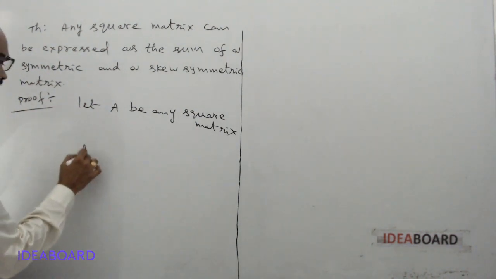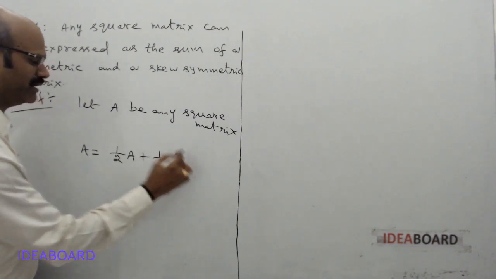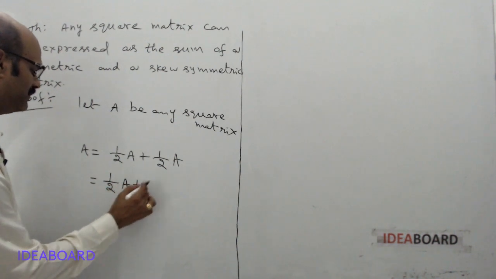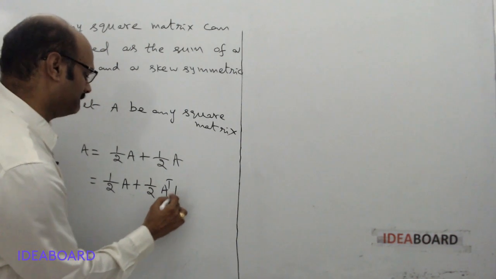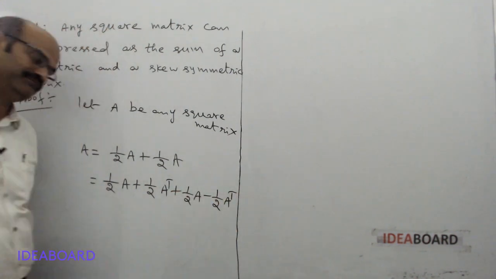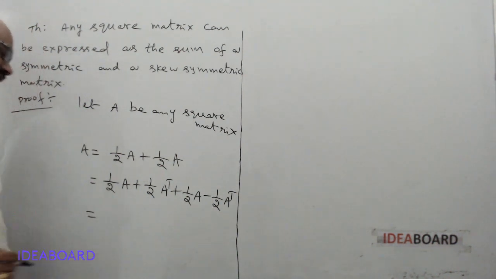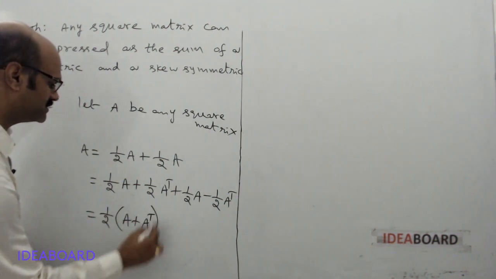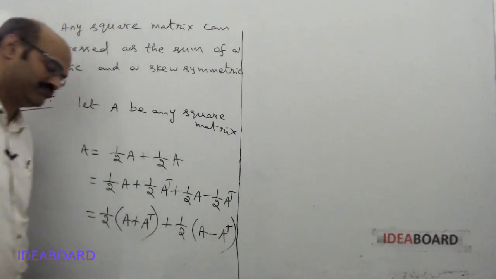Now the matrix A can be taken as 1 by 2 into A plus 1 by 2 into A, which equals half into A plus half into A transpose plus half into A minus half into A transpose, which can be taken as half into A plus A transpose plus half into A minus A transpose.